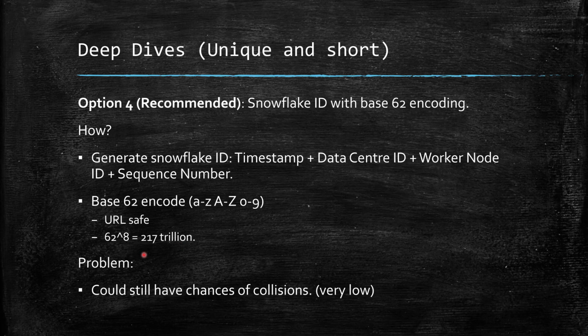Problem. Since everything comes with a problem, this one also has one problem. We could still have chances of collision, which is very, very low. But here also you will have to make a round trip to the database just to check. Or what you can do is make your shortcode the primary key of the table and do an insert operation. And if it fails, you generate another Snowflake ID. So that's how you are going to tackle this problem. And this is the recommended approach that I would suggest you go ahead with in the interview.